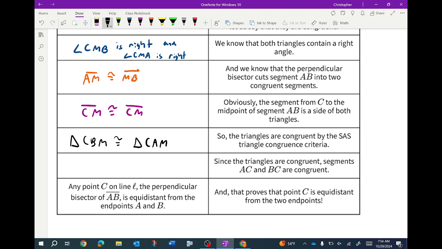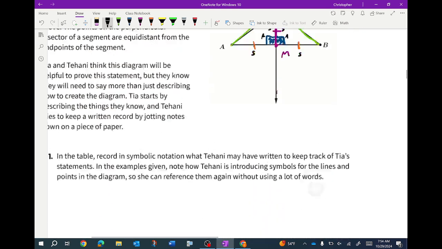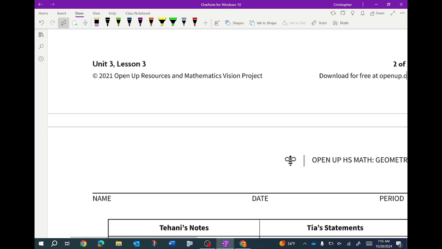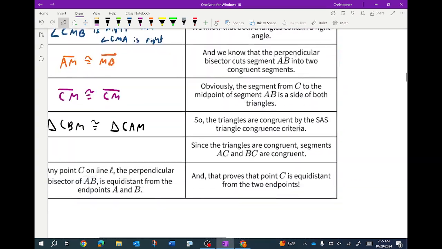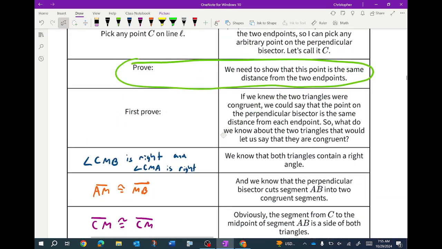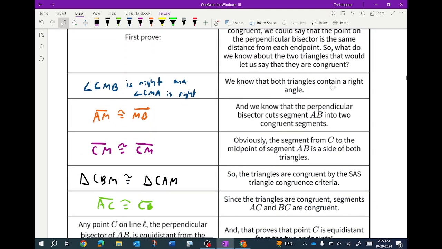And since those two triangles are congruent, any of the parts are going to be congruent, so we can state what we're originally trying to prove, which was AC and CB are congruent. Thus, any point on the line L is going to be equidistant, because we can place C anywhere on that line. So this is still a pretty long-winded proof with all of this writing.